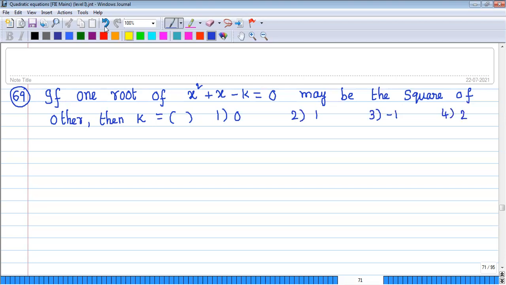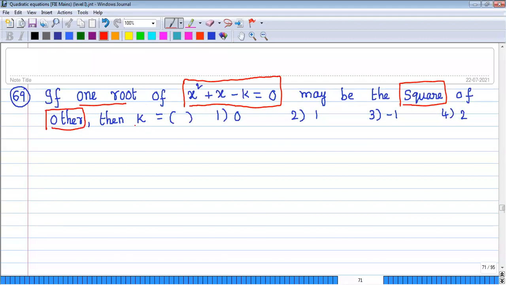So let's have a discussion on this one. If one root of x square plus x minus k is equal to 0 may be square of other, then we need to find out the value of k. That means the roots of this x square plus x minus k is equal to 0 are generally in the form of alpha comma alpha square. Then we need to find out k.